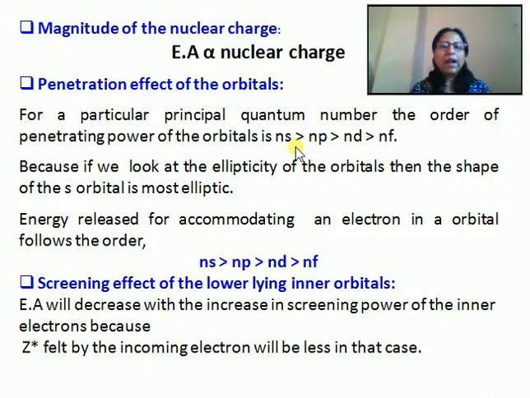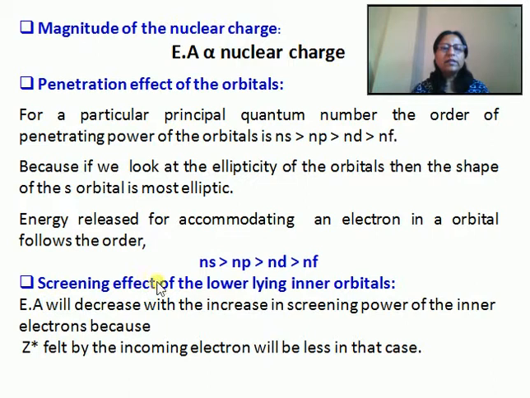So what is the dependence with electron affinity? If we add the electron to the ns orbital of any atom, then the system will be more stabilized. The energy released will be more in that case, and that's why the electron affinity value will be more. So this is the relation of the penetration effect of the orbitals with electron affinity values.